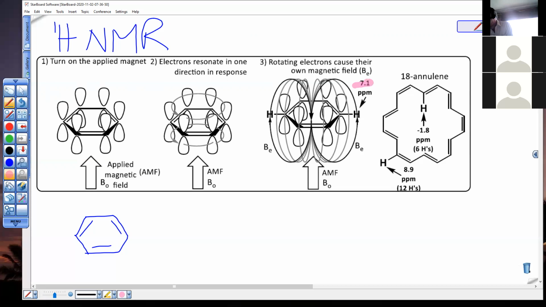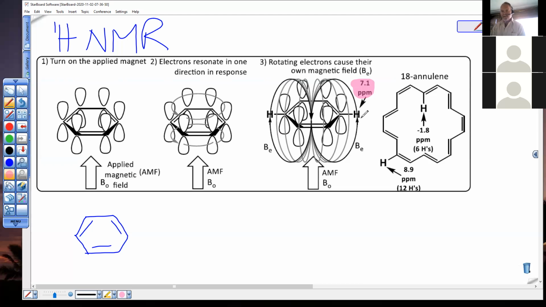The numbers went up to 7.1. I mean, that's a big number. That's not the normal number for, say, an alkene H. And it's because of this effect here. The induced magnetic field by the pi electrons in this donut shape, I know it's a little hard to see it, but imagine a donut there, is in the direction of the applied magnetic field when it encounters these hydrogens.